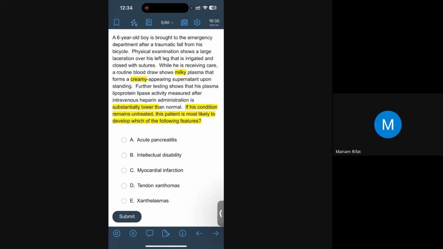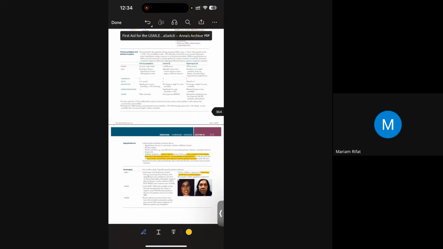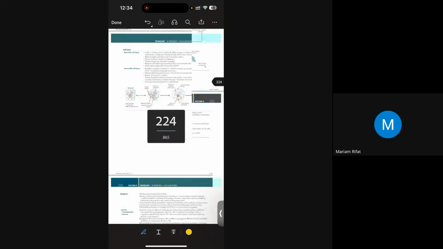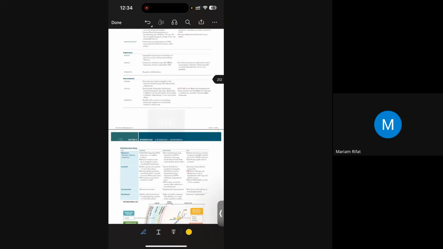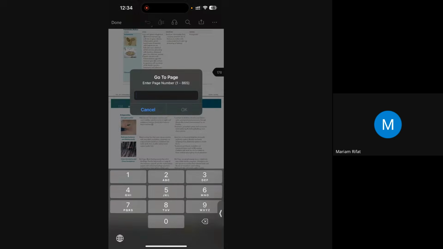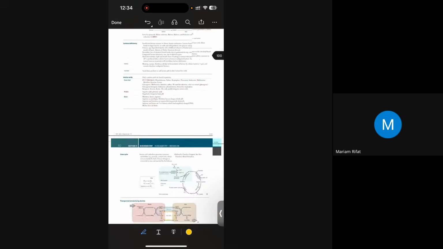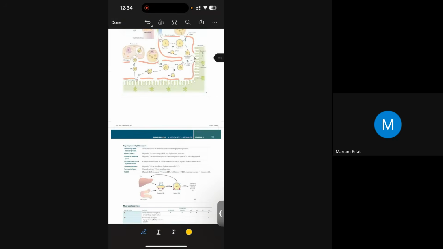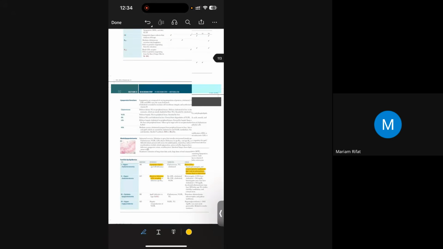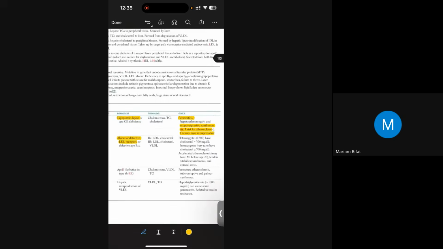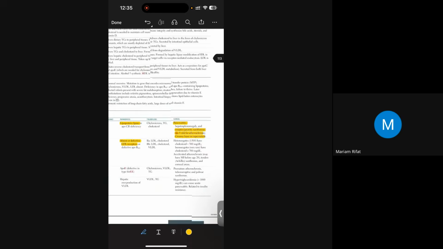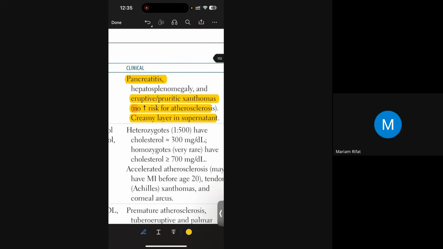Familial hyperlipidemia, yes, type 1. Okay, so it is not written in the endocrinology section, it is written in the biochemistry section on the last page. So don't worry if you do not get this question, because it is not mentioned in the endo, it is mentioned in the biochemistry. It is type 1, the creamy layer in the supernatant, which is present in our patient. Okay.